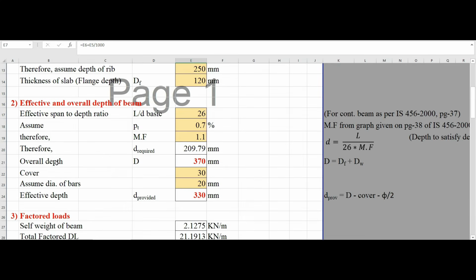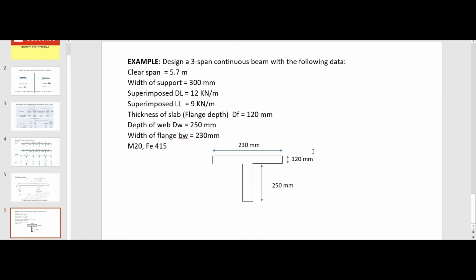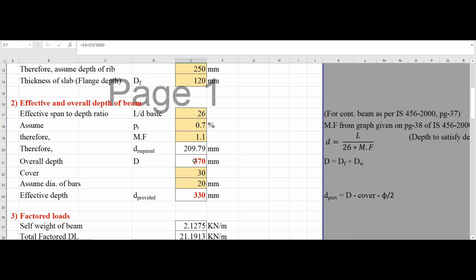The next step is to calculate the effective and overall depth of the beam. So the overall depth of the beam is given by the depth of the slab plus depth of the web. So that is 120 plus 250, which comes out to be 370 mm.